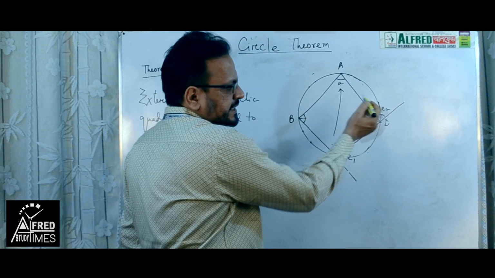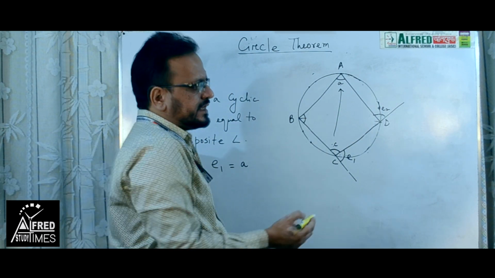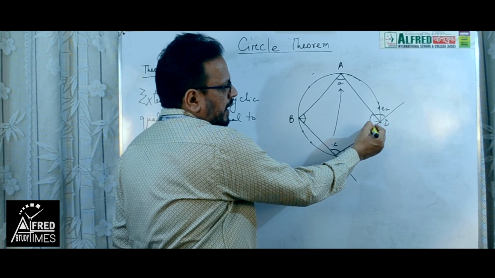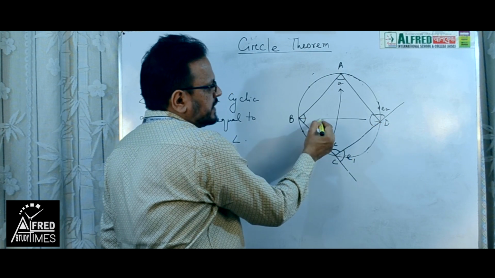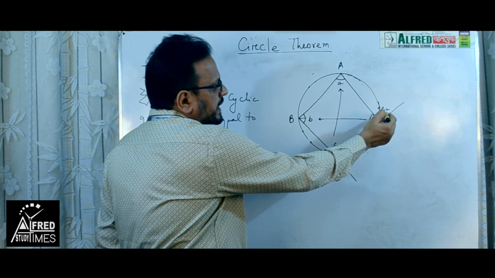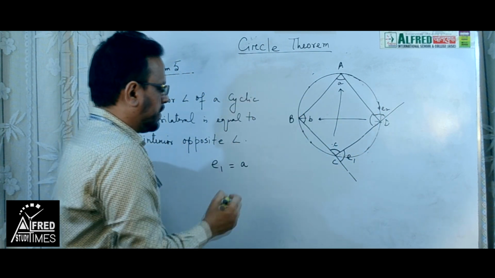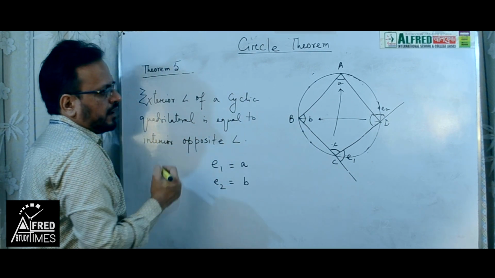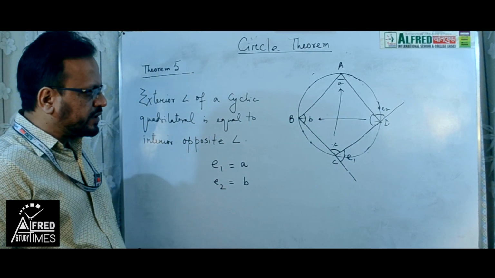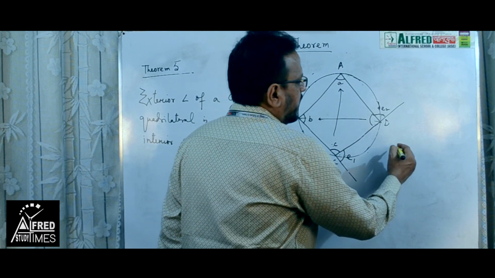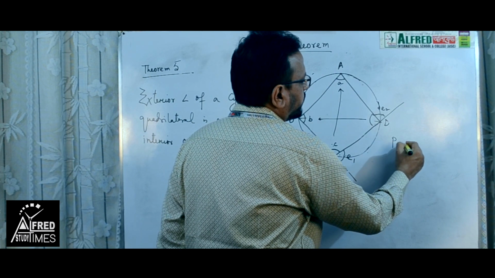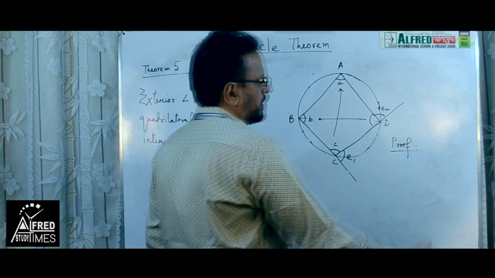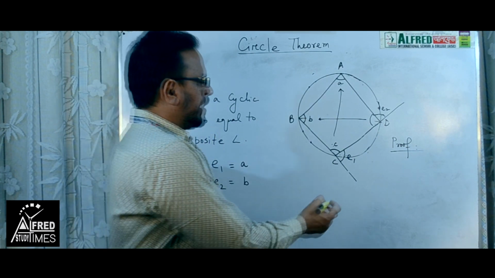If we take this exterior angle, this is the interior angle, isn't it? And the angle opposite to this one is this one, B. So E2 is equal to B. This is what this theorem says. If you ask me to prove this one, the proof is also easy. Let us prove this one. Proof is not needed, but I'm showing you here.